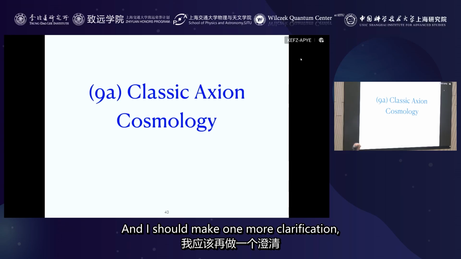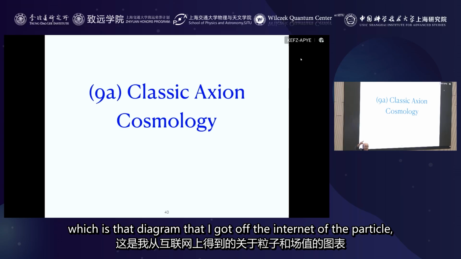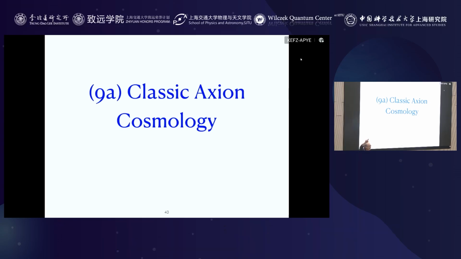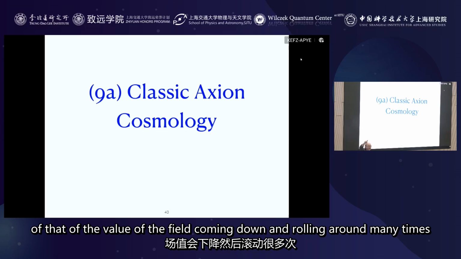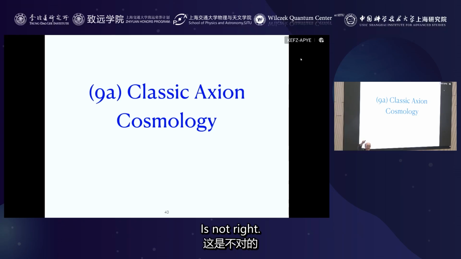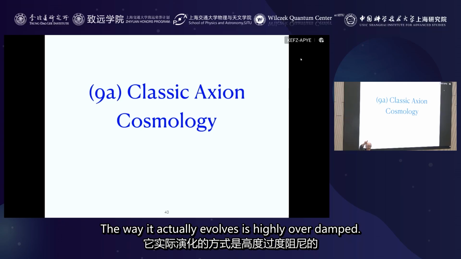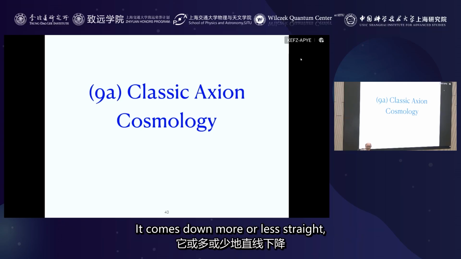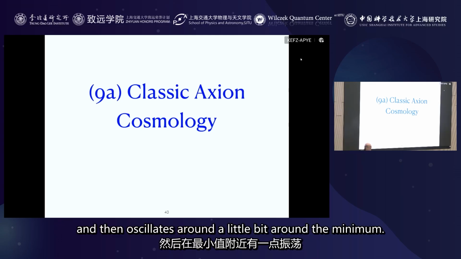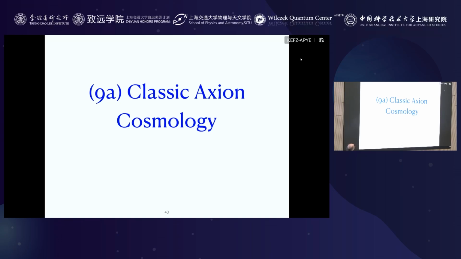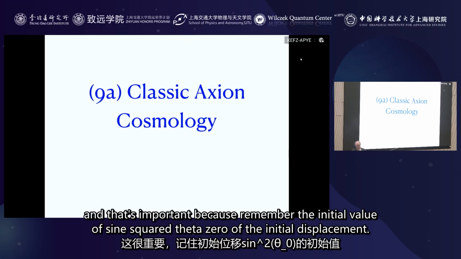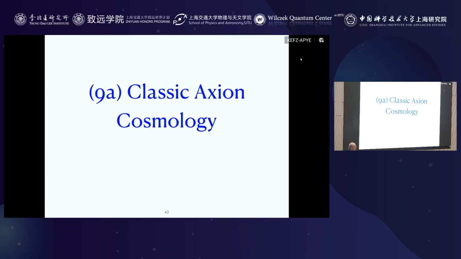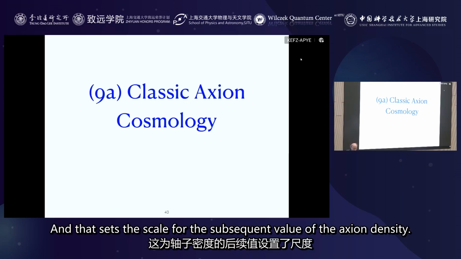And I should make one more clarification, which is that the diagram that I got off the internet, of the value of the field coming down and rolling around many times as it comes to the bottom, is not right. The way it actually evolves is highly overdamped. So it comes down more or less straight and then oscillates a little bit around the minimum. So it's strongly overdamped in the early universe, and that's important because it remembers the initial value of sine squared theta 0, the initial displacement. And that sets the scale for the subsequent value of the axion density.